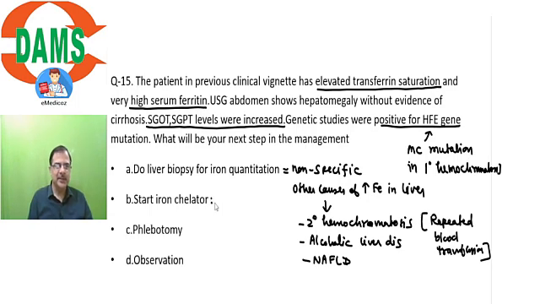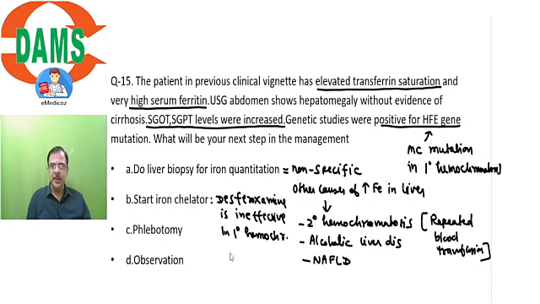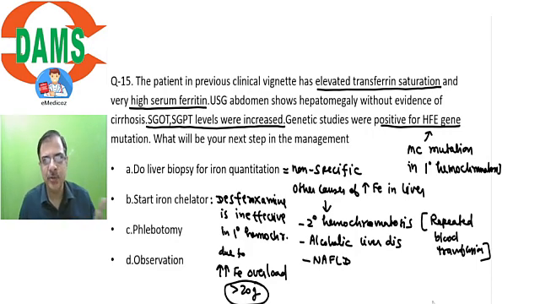Start the iron chelator agents? Iron chelating agents like desferoxamine are ineffective in primary hemochromatosis. The reason is the very high iron overload. More than 20 gram iron overload is there in the body. Desferoxamine or any of the iron chelating agents will not be able to remove this iron.